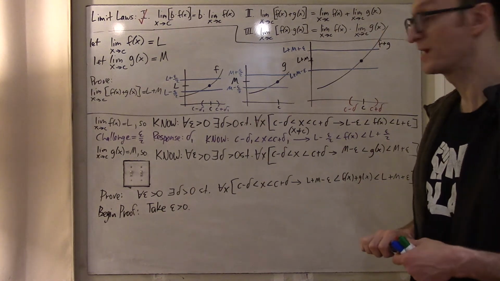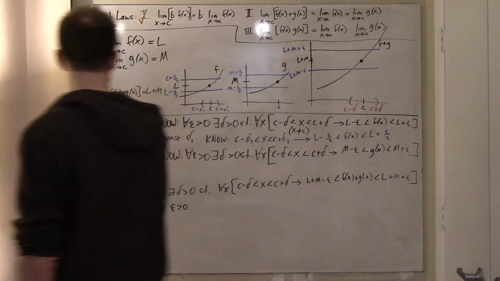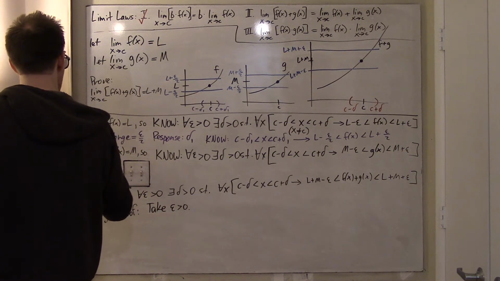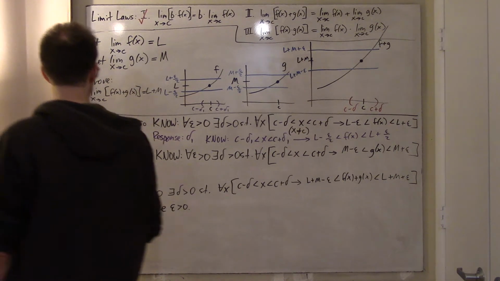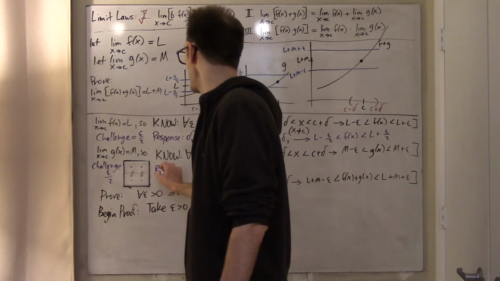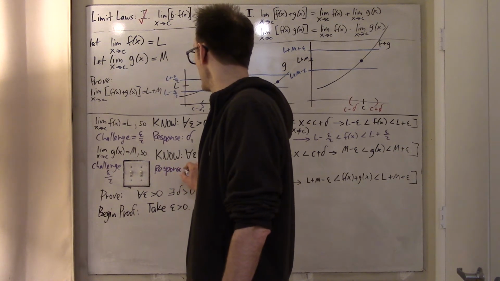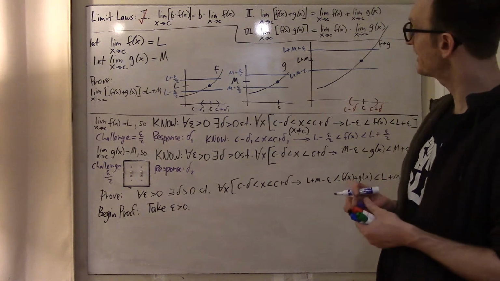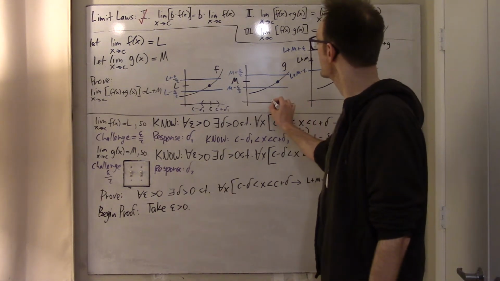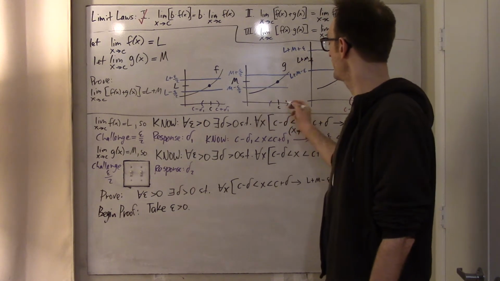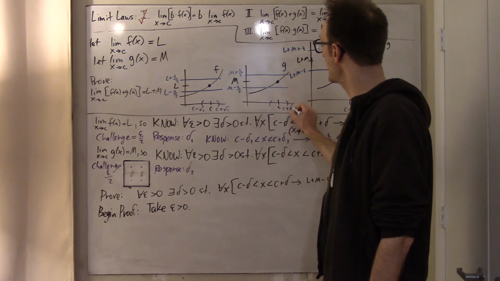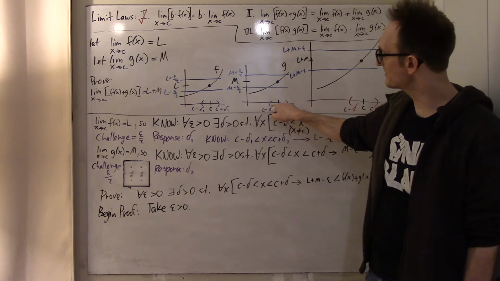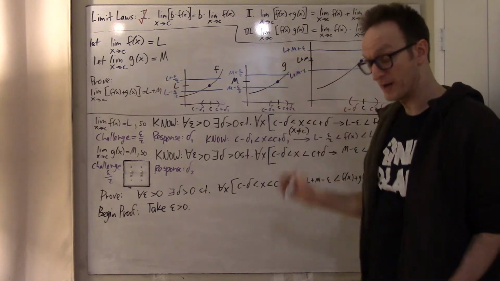And now I do the same thing over again. Here I have some light switch in the way, so I'm just going to say challenge again with epsilon over 2. And there is a response, and that response is delta 2. What is delta 2? Delta 2 describes how close to C I must get in order that all these x values, when plugged into g, are off by epsilon over 2 at most from M.